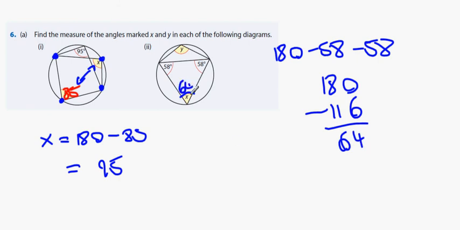This is 64. 64 is in a cyclic quadrilateral opposite angle Y. So 180 minus 64 will give me angle Y. 180 minus 64 is 116.